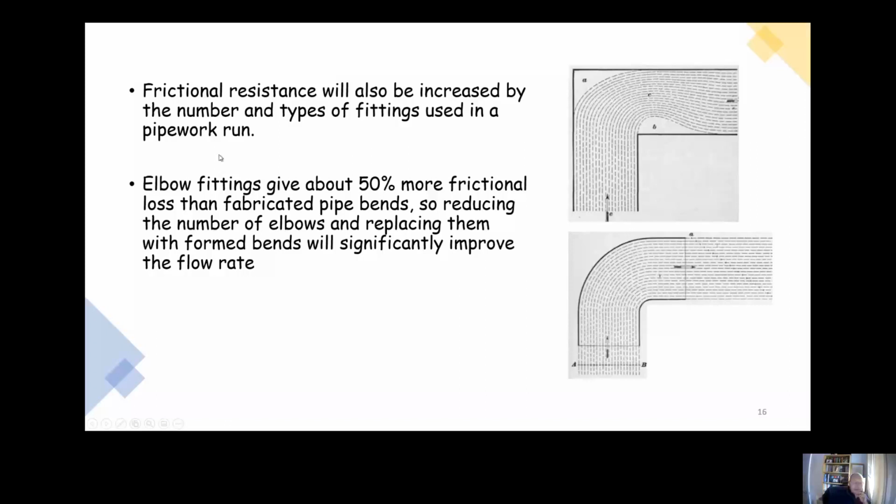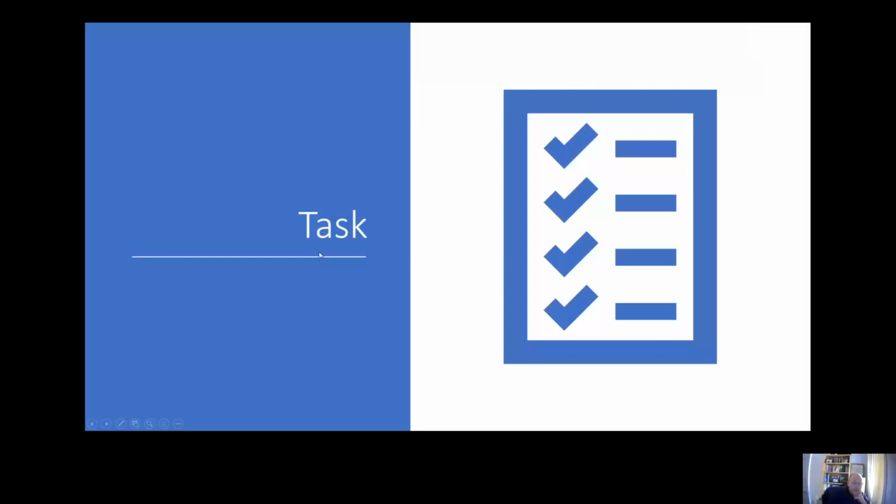But the thing that has the biggest effect is the type of fittings. Elbows, which are fittings that we might solder on or use as compression fittings, would give about 50% more frictional resistance than fabricated bends, the bends that we'd make with a bending machine. That's because it's easier for the water to flow around that smooth bend from a bending machine than the sharp bend from a fitting. So if you replace your fittings with formed bends, you would significantly improve the flow rate in the system.